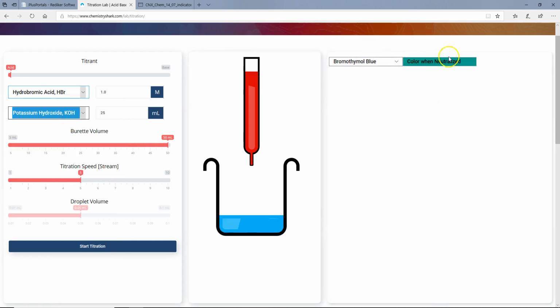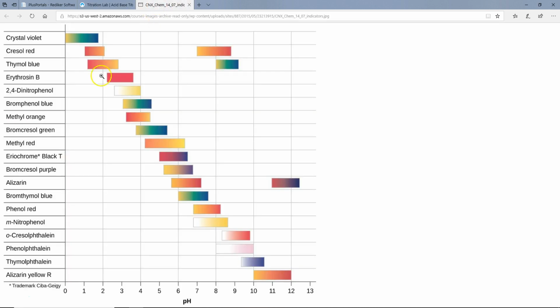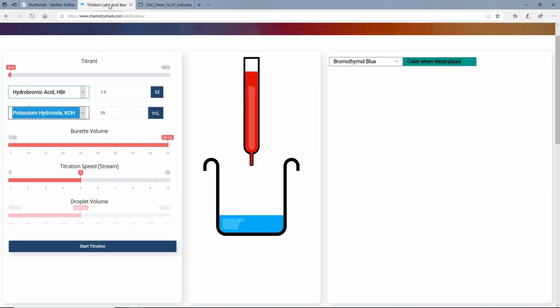When it comes to selecting your indicators, this is where you're going to have to go back to your textbook. There's a list of all the different indicators. For our case, if we have a strong acid with a strong base, where do you think your pH is going to be when it comes to neutralization? When is that strong acid going to be neutralized by that strong base? Well, that's around a 7. You got to go back and think of things that we looked at before spring break.